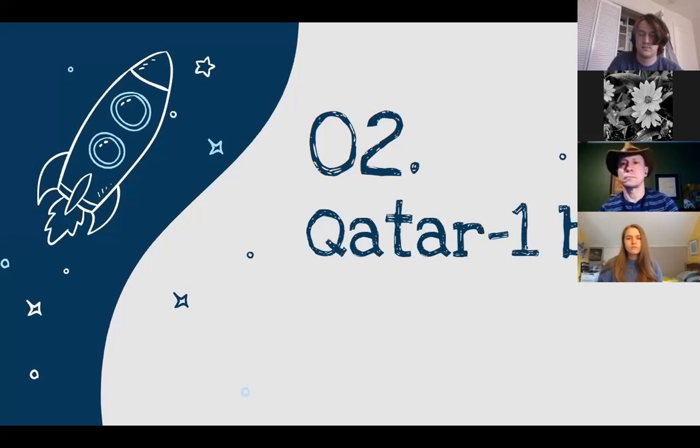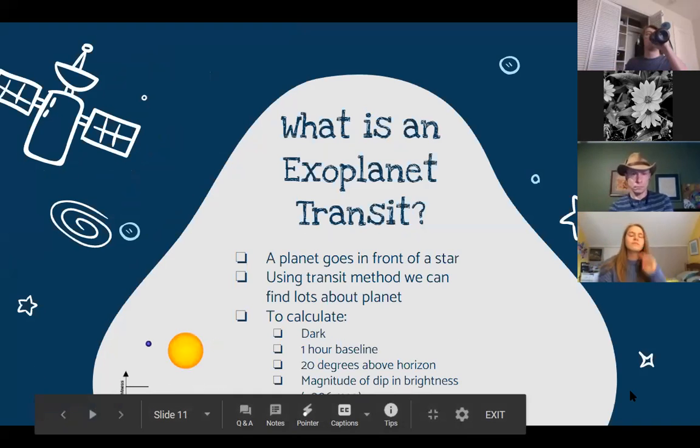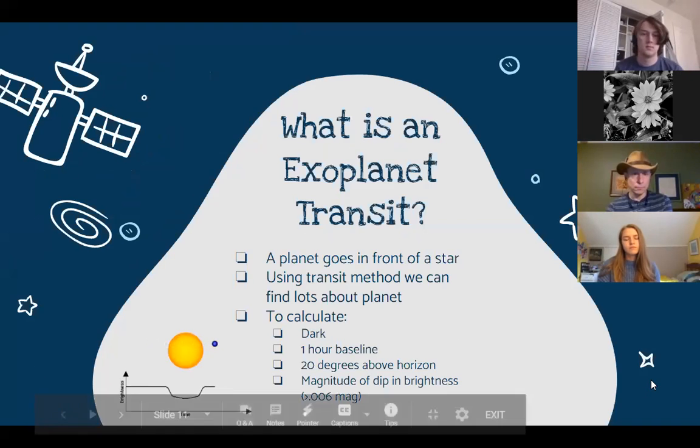Okay, and now for Qatar-1b. For some background information, an exoplanet transit is when a planet goes in front of a star. The brightness of the star decreases as the planet passes in front of it, and using some devices and calculations, we can learn a lot from that planet.